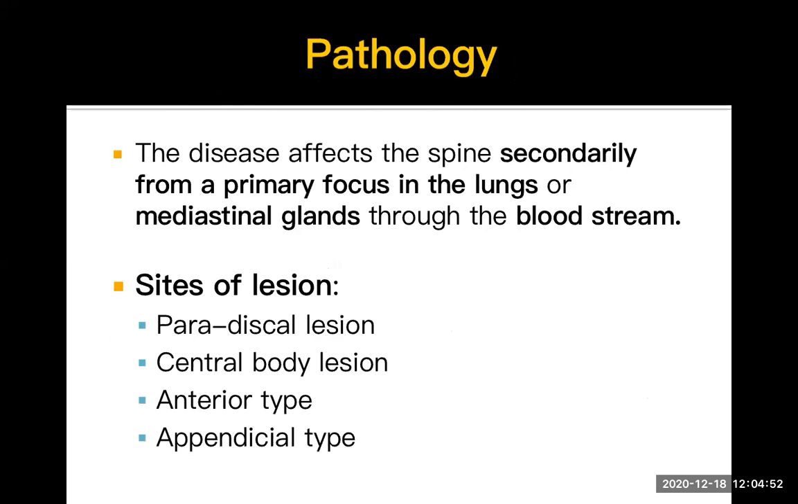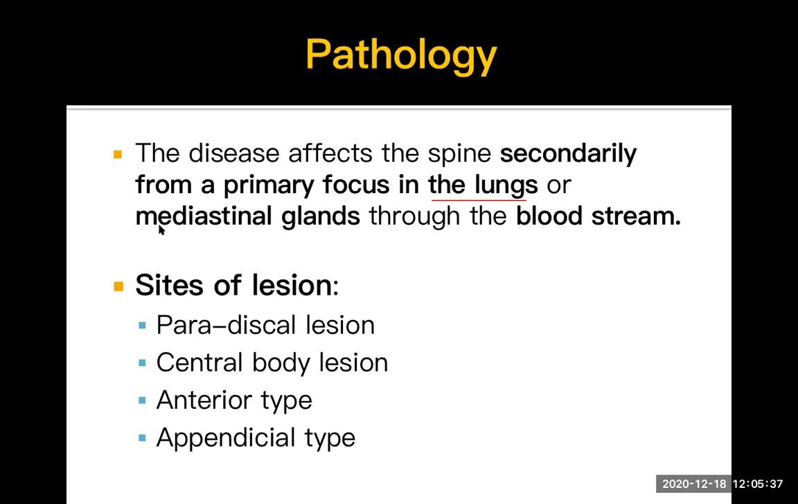Now, regarding the pathology, or where is the problem in the vertebra, the disease affects the spine secondarily from a primary focus in the lung or mediastinal gland through the bloodstream. Very clearly written here. So in the beginning, the infection is always in the lung. The primary focus is in the lung. And remember, this tubercular organism has an important characteristic feature. It can be latent for a long time there. And later on, when the immunity of the patient goes down, it can be reactivated, or it can cause reinfection or new infection again.